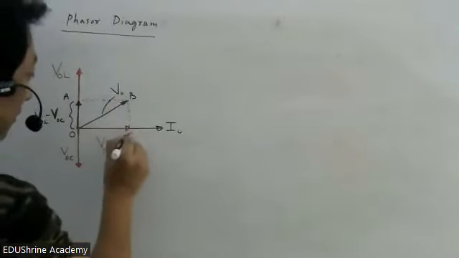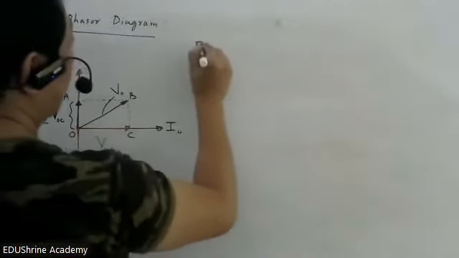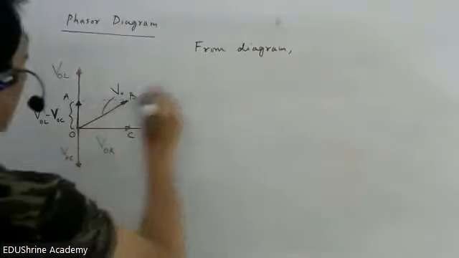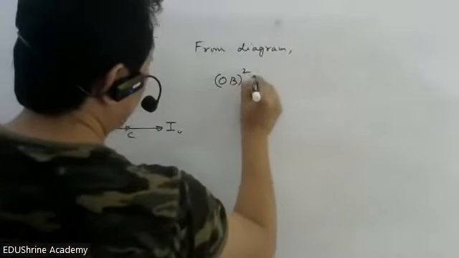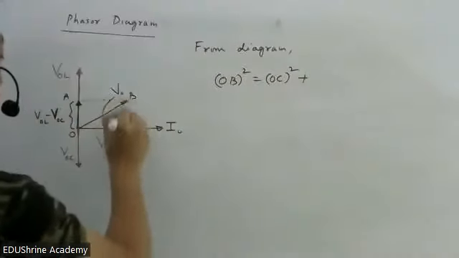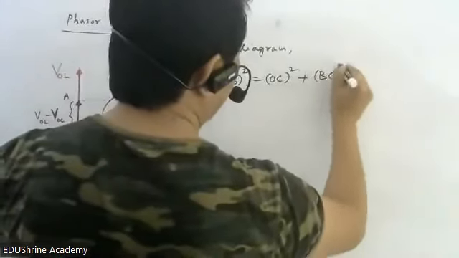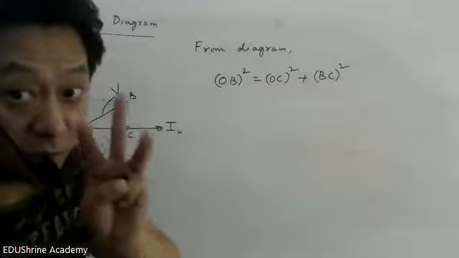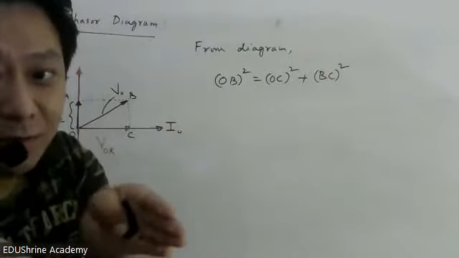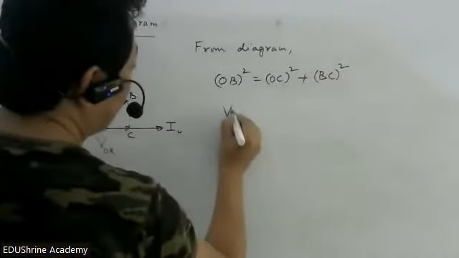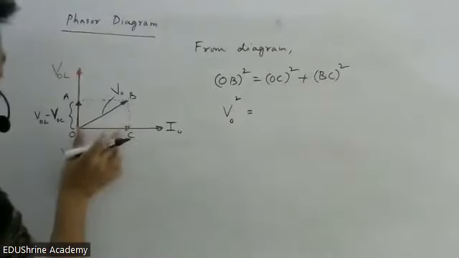So let me call these points O, A, B, C. From the phasor diagram, I hope everybody agrees if I write OB square is equal to OC square plus BC square, Pythagoras theorem. OB is the length of this phasor, which is the resultant of the three voltages. And the resultant of the three voltages is nothing but the applied peak voltage, so this is your V naught. OC is V naught R.